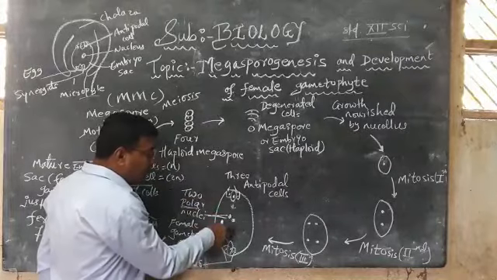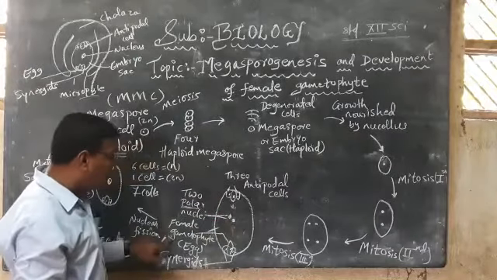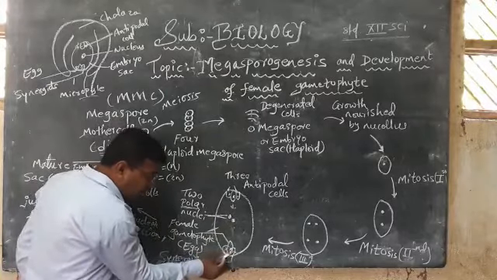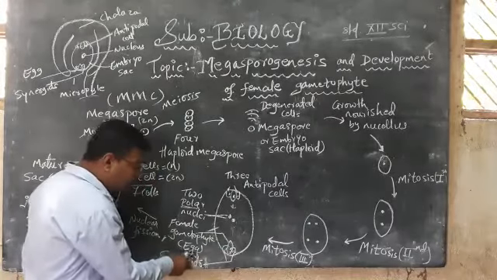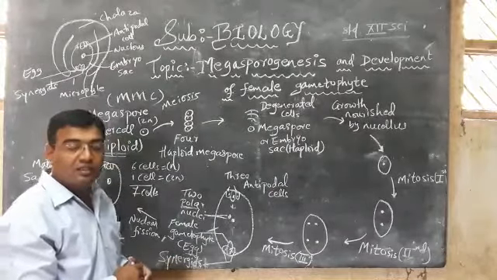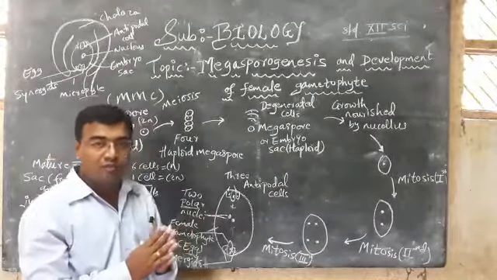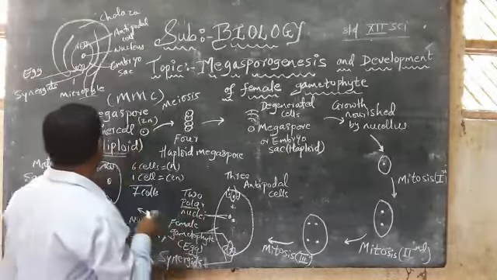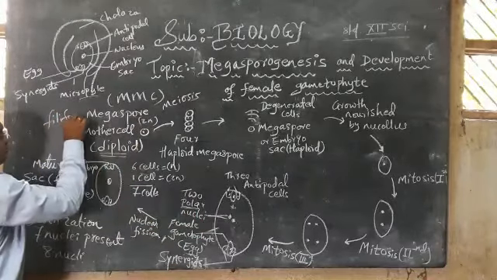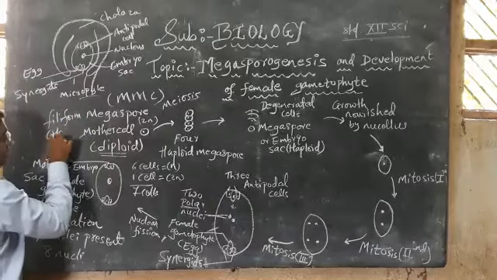And what happened with these two functional cells? It forms a female gametophyte, and at the lower side what happened? The middle cell acts as an egg, and there are two synergids. What do you mean by synergids? Synergids are the supporting cells. They form a filiform structure. What do they form? Filiform structure. Filiform structure is a hair-like structure.